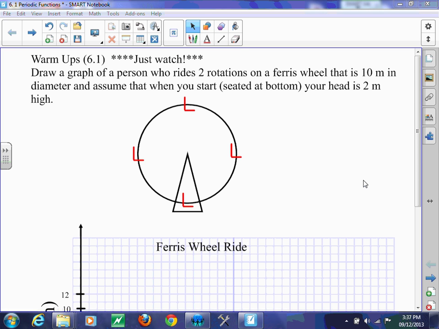So our question says, draw a graph of a person who rides 2 rotations on a Ferris wheel that is 10 meters in diameter, and assume that when they start seated at the bottom, your head is 2 meters.